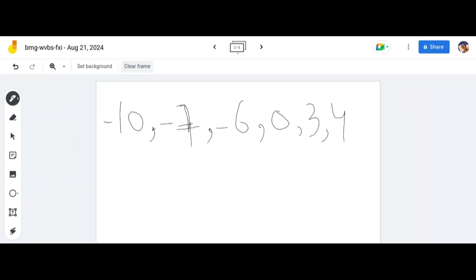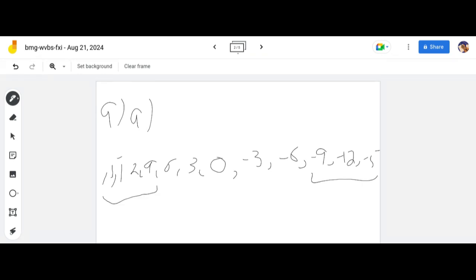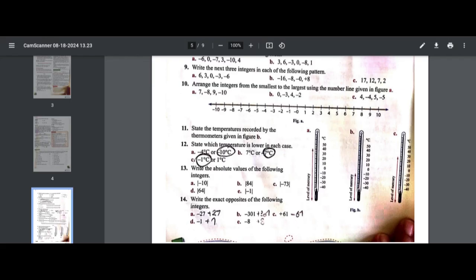Okay? Yes, this is question number 9, part A. So the answer will be here like 0. If I put here -3, -6, -9, -12, -15, and here I will put 3, 6, 9, 12 and 15. 3 numbers, 3 integers on each side. Okay? So same thing goes for B.